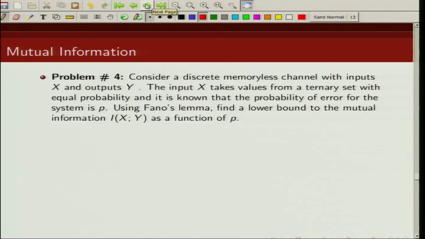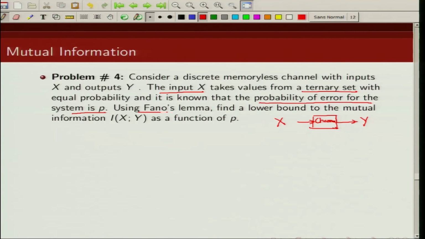Now let us consider a discrete memoryless channel. We have a discrete memoryless channel that has input x and output y. The input x takes values from a ternary set with equal probability. So let us say it takes 0, 1 and 2 with equal probability. It is known that the probability of error of this system is P. So the probability of error for this system, where we are sending x through this channel, is given by P.